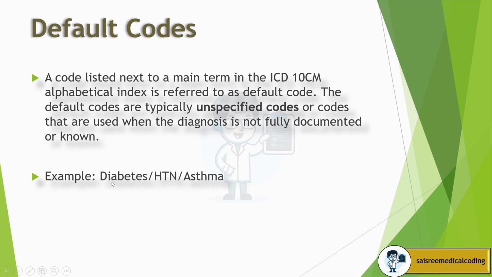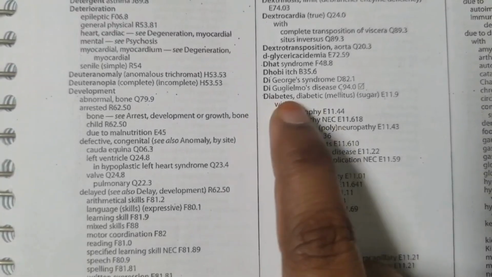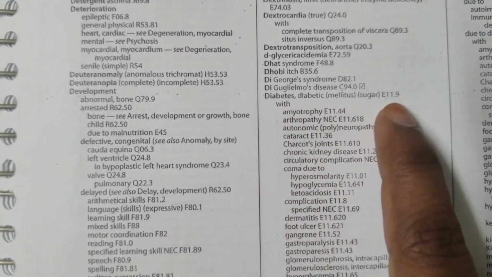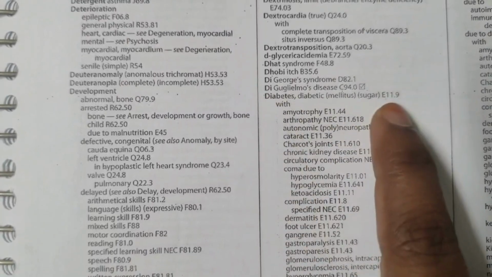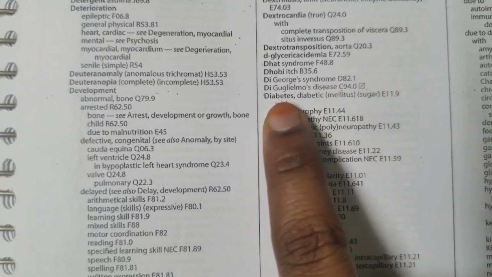If you look up the term diabetes, whatever code you get right beside that particular term, we call it a default code. I'll show this example in our ICD-10-CM manual. Here, I looked up diabetes, and beside diabetes I got a code called E11.9. This is a default code. I directly get it beside the word diabetes.